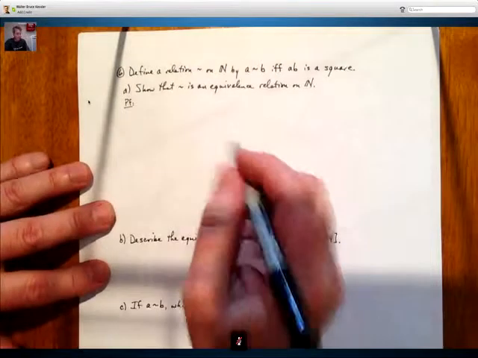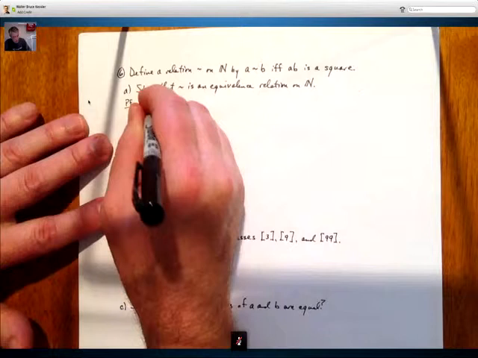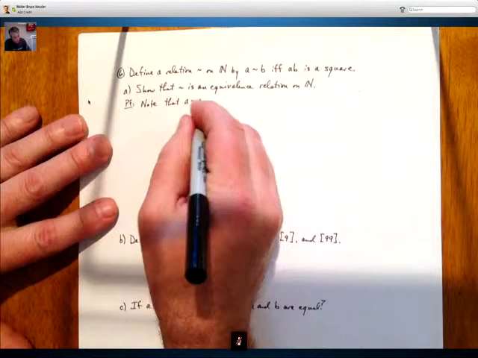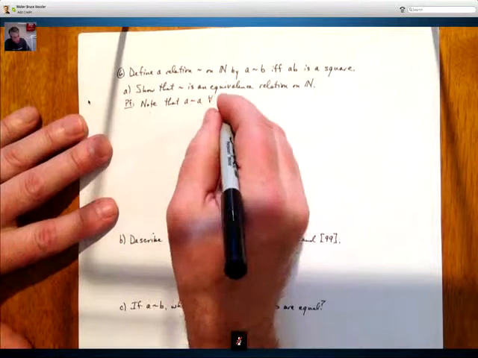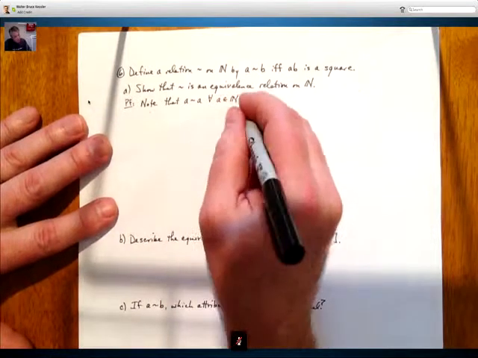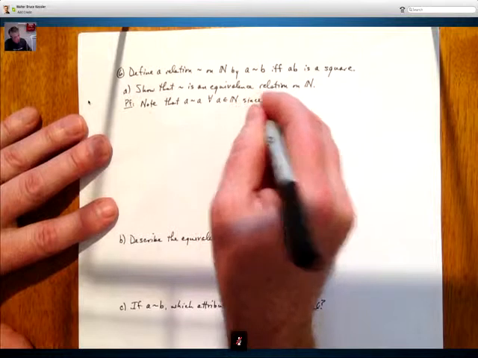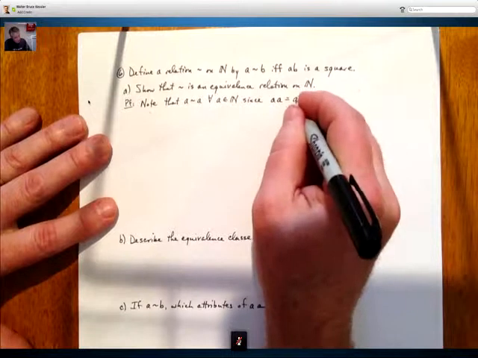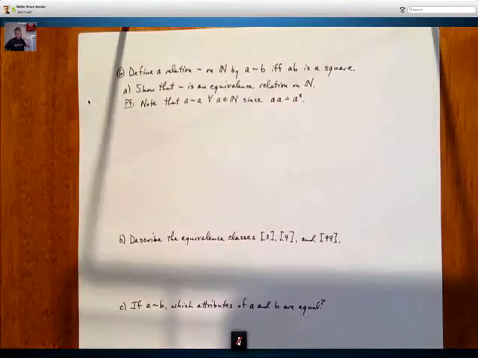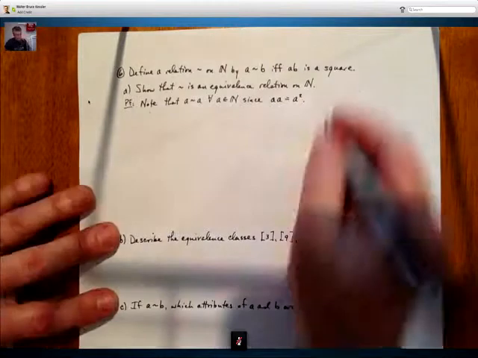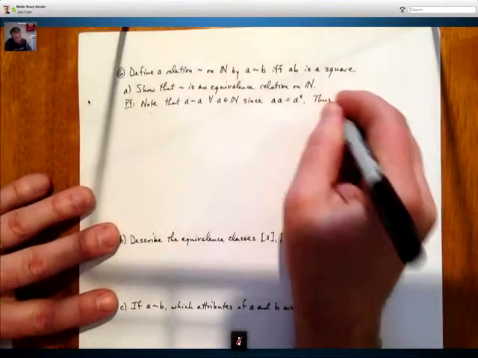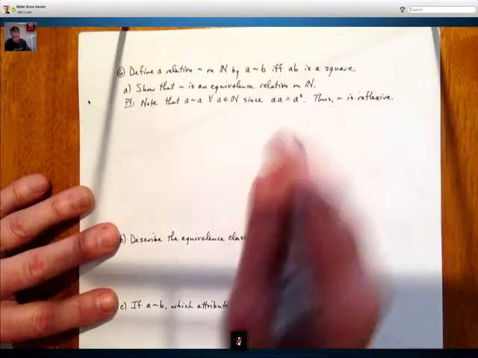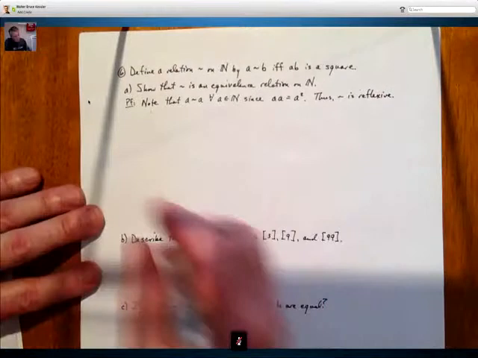Showing A is related to A is really not much. Note that A is related to A for all A in N, since A times A is A squared, right? So the squiggle is reflexive. Okay.